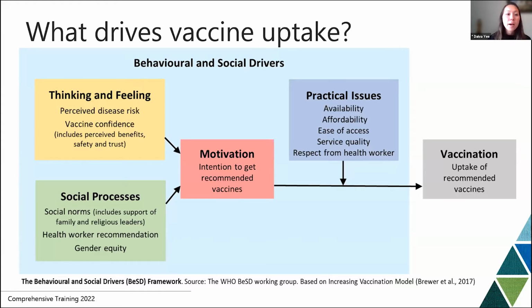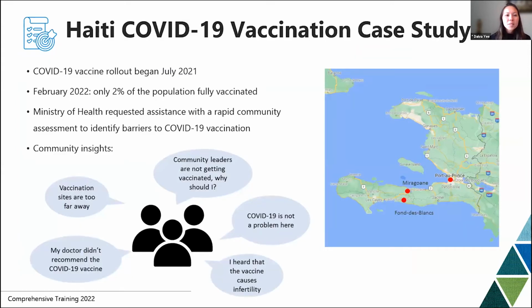As we know, there are a lot of practical issues that are involved as well. Things like availability, affordability, ease of access to getting vaccinated, service quality, the respect that someone's getting from their healthcare provider. And so really we want to think about all of these different drivers, these behavioral and social drivers that lead to uptake of recommended vaccines at the very end of this framework here. So as we talk about diagnostics today, and as you think about your own community, I really encourage you to think about all of these different processes and drivers that might lead to someone getting there.